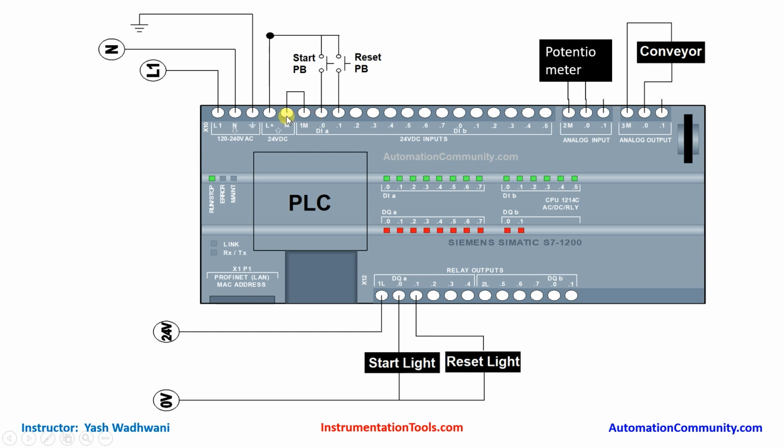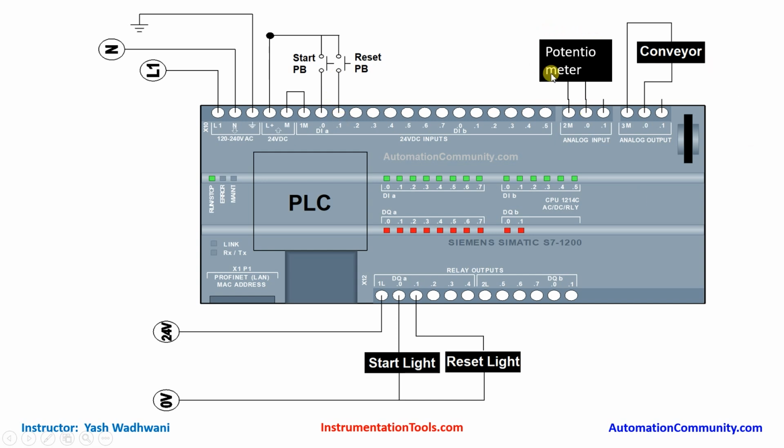So first of all, connect our M terminal to the common terminal, that is 1M of digital inputs. Now we will use this L plus, means positive 24 volt, and connect it to all our inputs. Now each push button will have two wires. As you can see, the one wire is connected to the positive terminal. So its another wire we will connect to zero input of our PLC. So this will be 0.0, and similarly the reset button will be connected to 0.1.